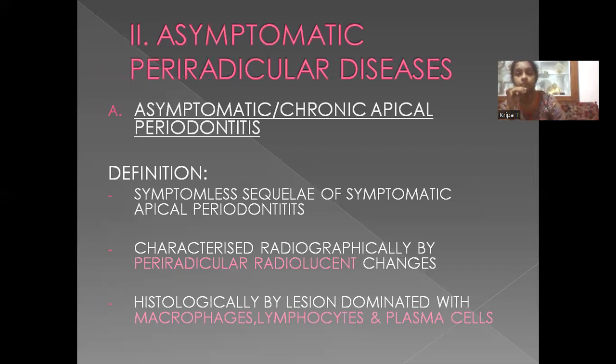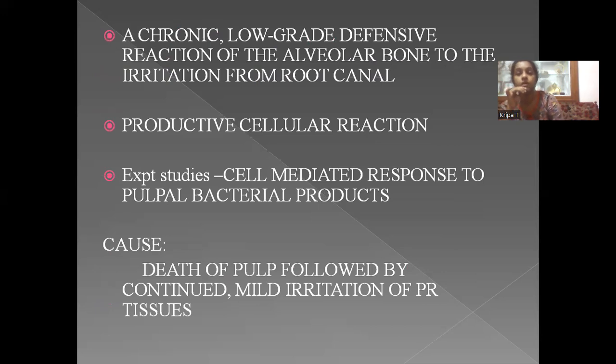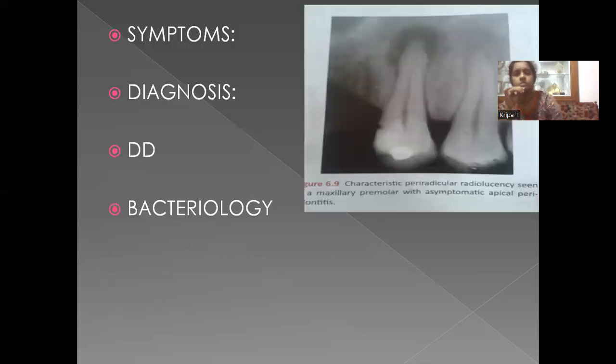Then we have asymptomatic periradicular disease, or chronic apical periodontitis. This is asymptomatic. You can see a definite periradicular radiolucency and histopathology with dominance of chronic inflammatory cells. So this is a chronic low-grade defensive reaction of alveolar bone to some kind of irritation in the root canal. There is a productive cellular reaction, and the cause is just a pulpal infection that has proceeded periapically. Symptoms are usually not much, but there is an evident periradicular radiolucency in the radiograph.